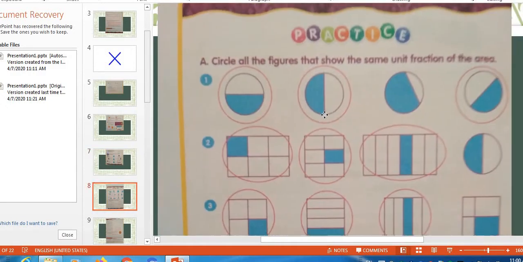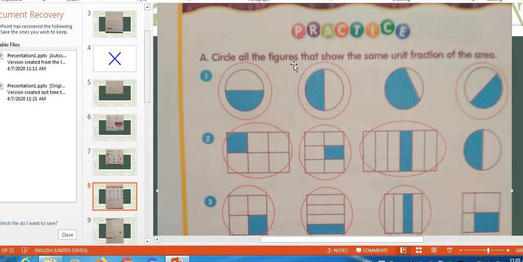Here, practice also, time to practice. Circle all the figures that show the same unit fraction of the area. This is half. This is half. This is not half. Why? Because they are not equal parts. And this is half.